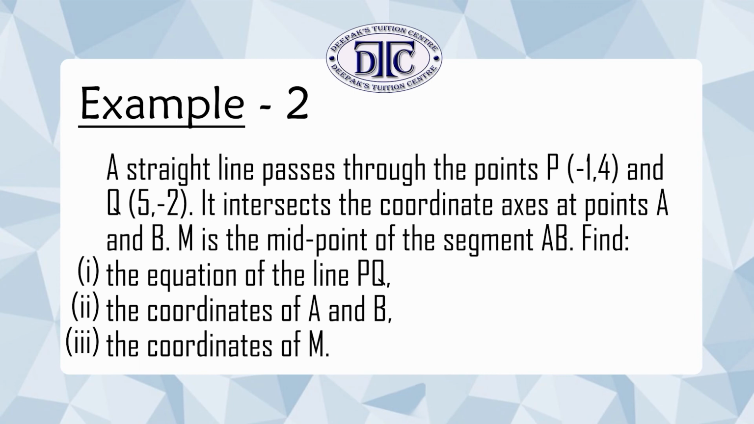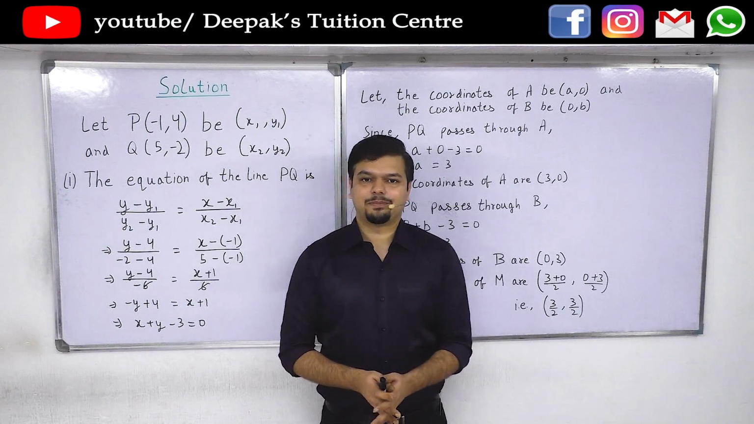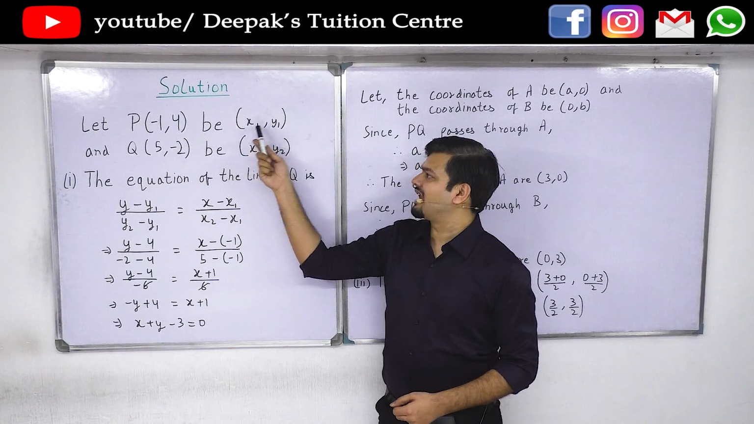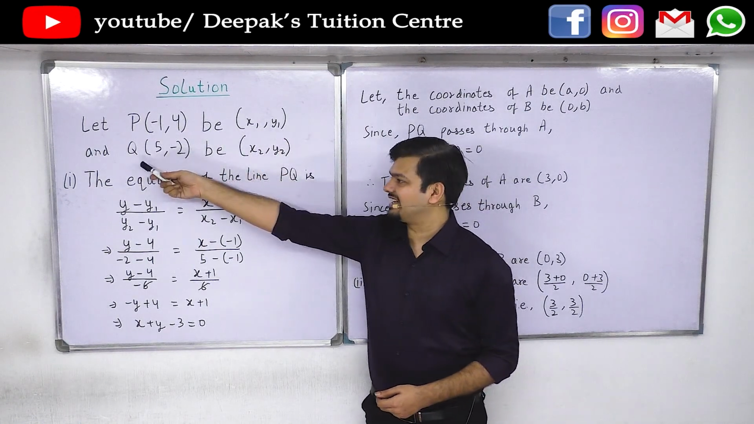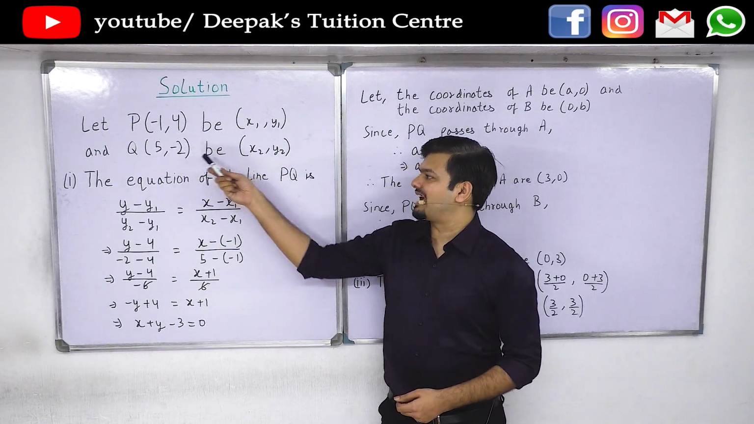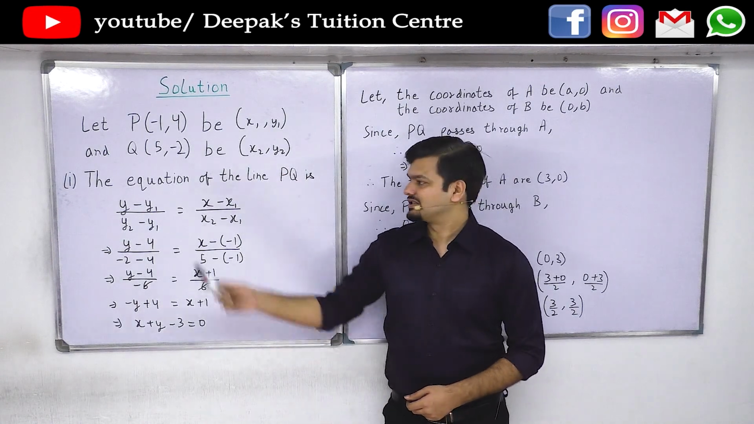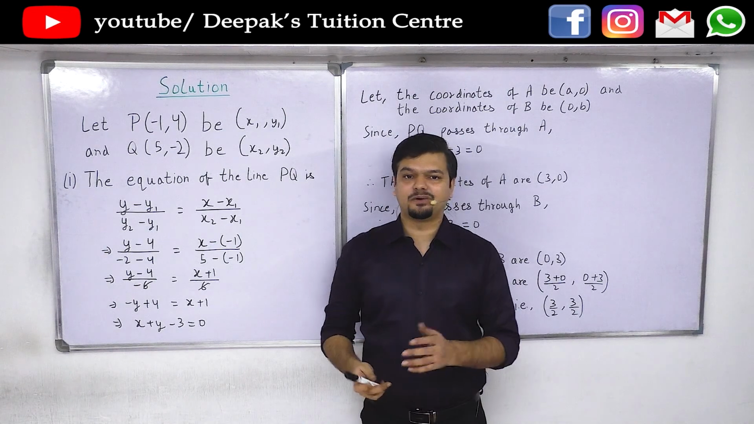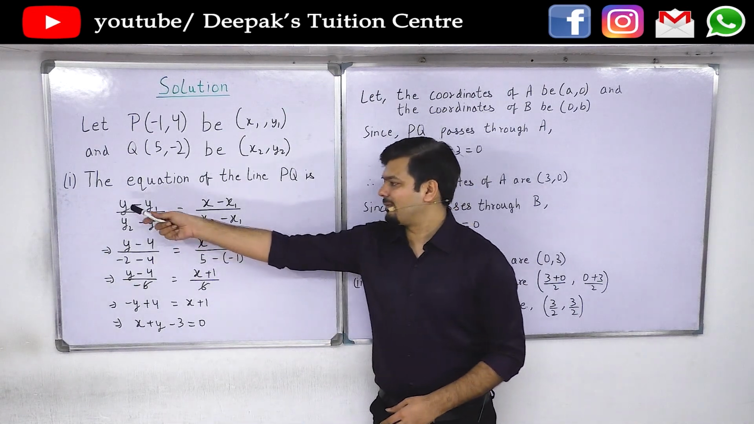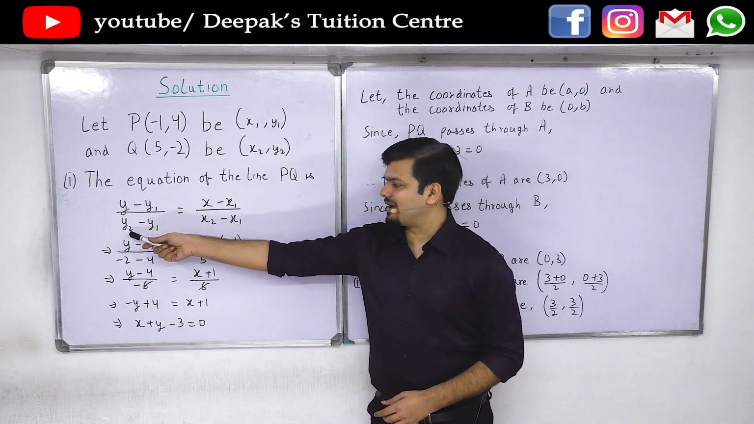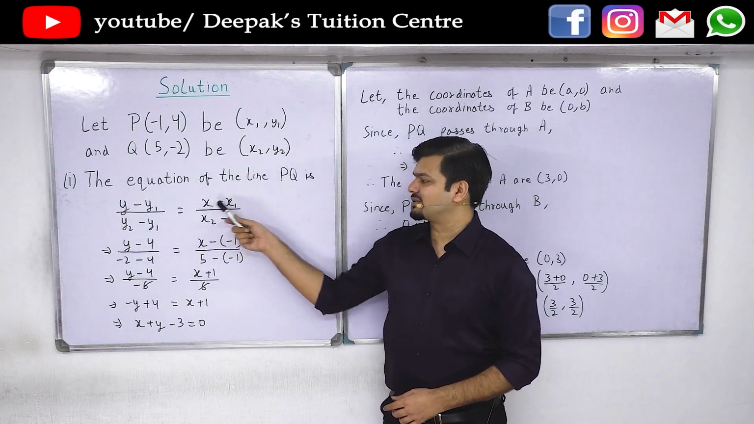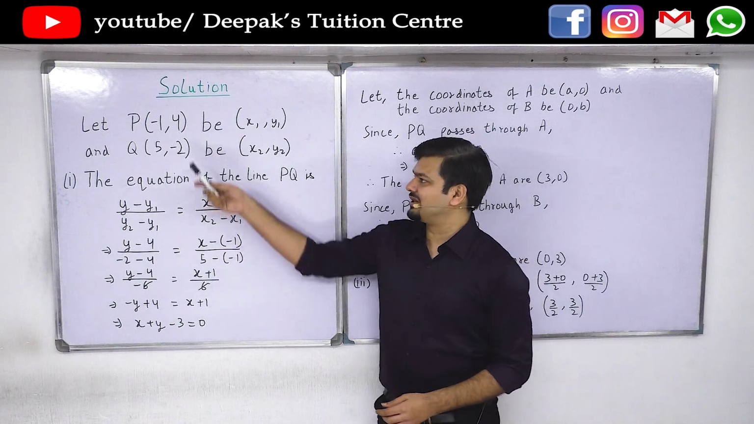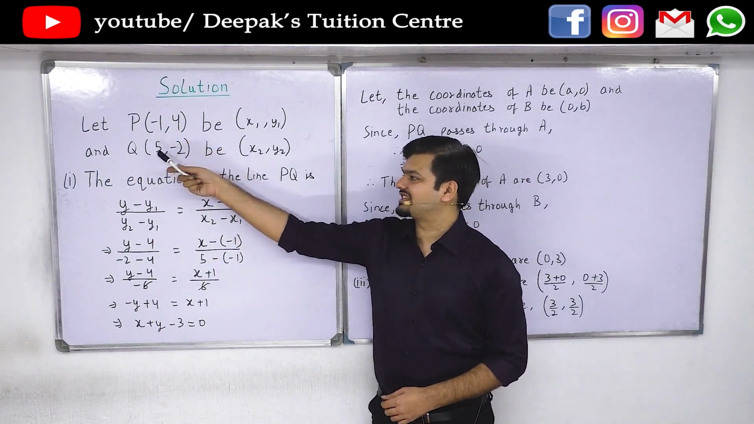As we did in the previous question, we will let the coordinates of P (-1, 4) be x1, y1 and the coordinates of Q (5, -2) be x2, y2. So in subpart 1, the equation of line PQ can be calculated using the two-point formula. So (y minus y1) divided by (y2 minus y1) is equal to (x minus x1) divided by (x2 minus x1). We will substitute the values of x1, y1, x2, y2.